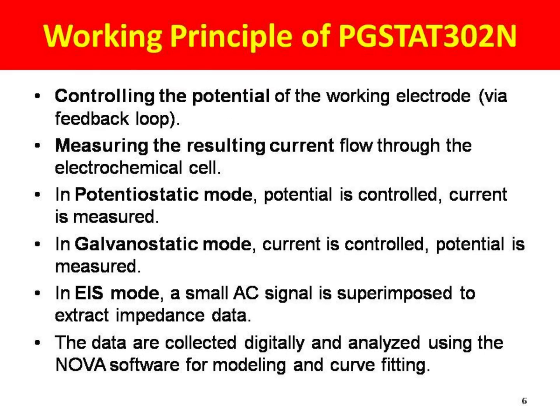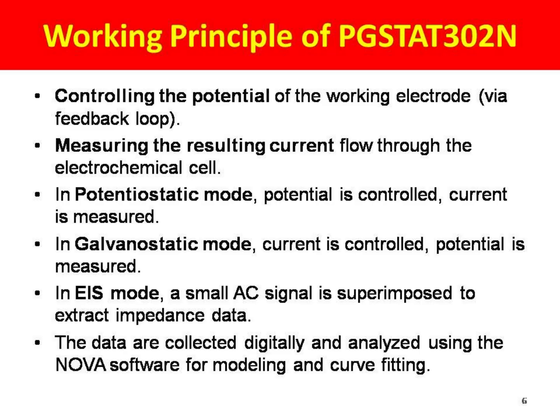The working principle of PGSTAT 302N: you can control the potential of the working electrode, measuring the resulting current flow through the electrochemical reaction. In potentiostatic mode, the potential is controlled. The potential is fixed at a particular volt and current is measured. In galvanostatic mode, current is controlled and potential is measured.